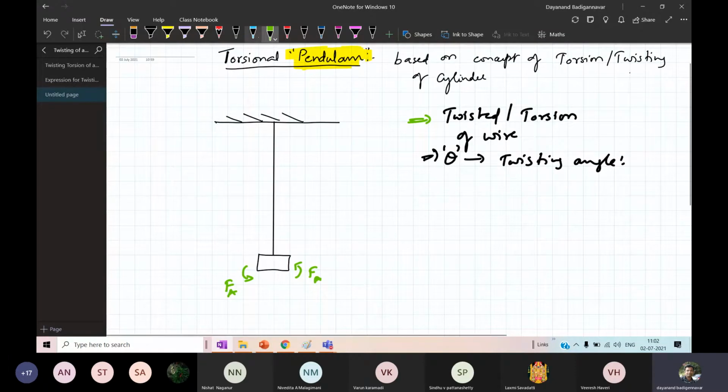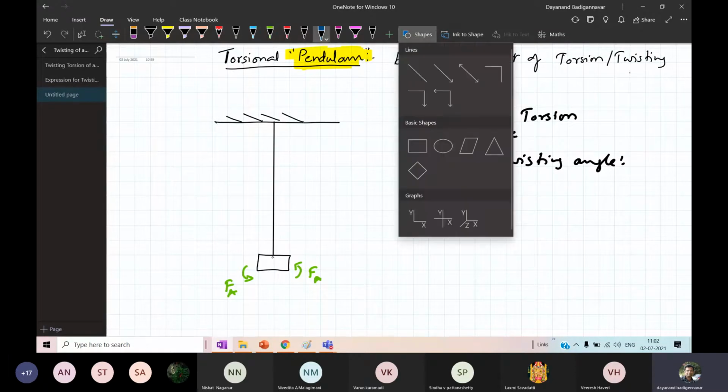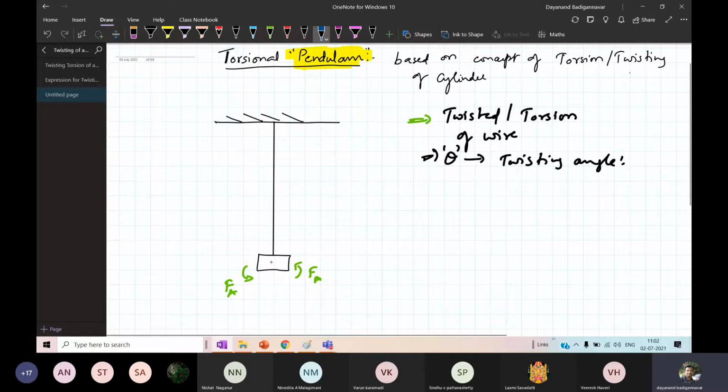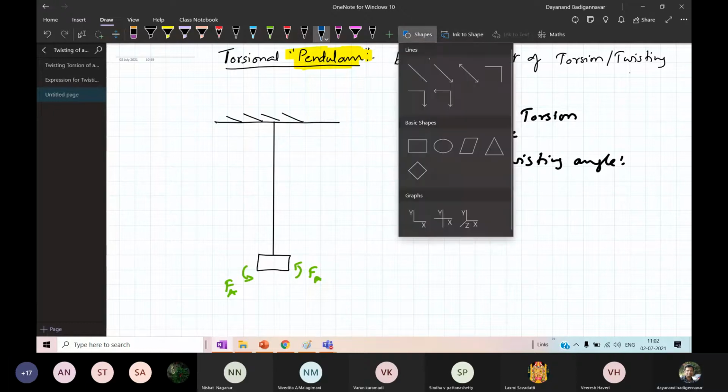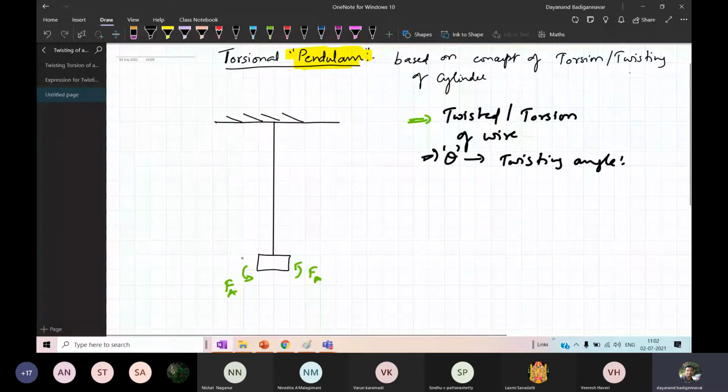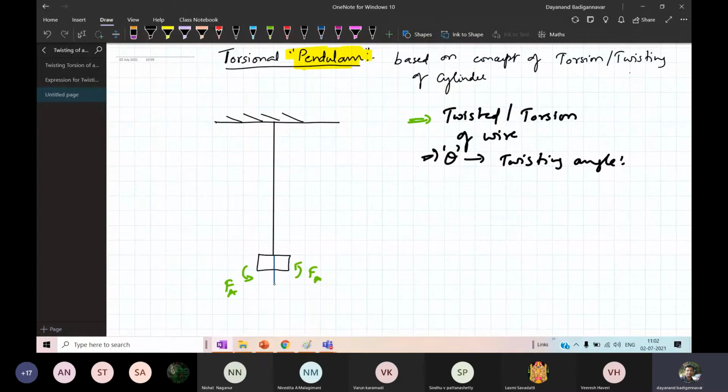So this is the axis of the wire. I have to draw the axis also, just for my reference, I am drawing it like this. This is the axis of the wire. With respect to this axis, I have applied the force.